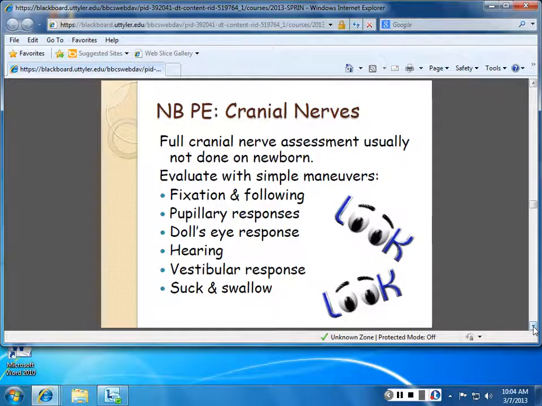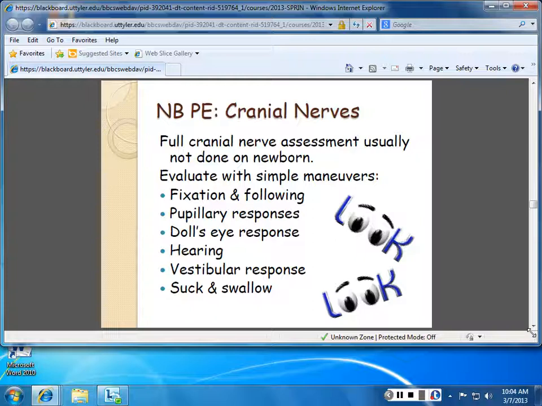The cranial nerve assessment, for the eyes, you look at their fixation and following, the pupillary response, doll's eye, look at hearing, vestibular response, suck and swallow. How do you check suck and swallow? Put your finger in your mouth. They suck on it. How strong is their suck? Test for a rooting reflex before you do that. Lightly touch the corner of their mouth. They will turn to that side.